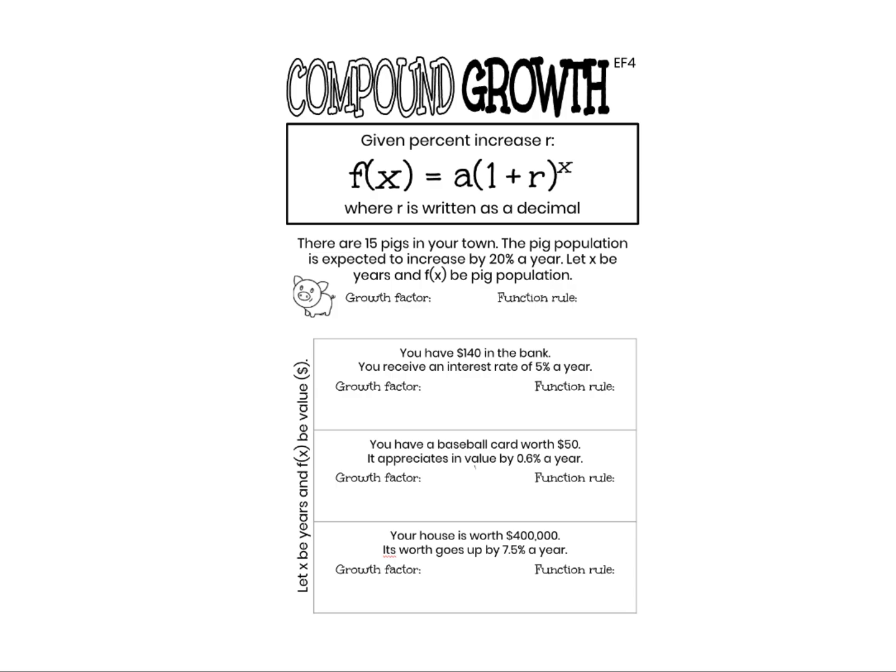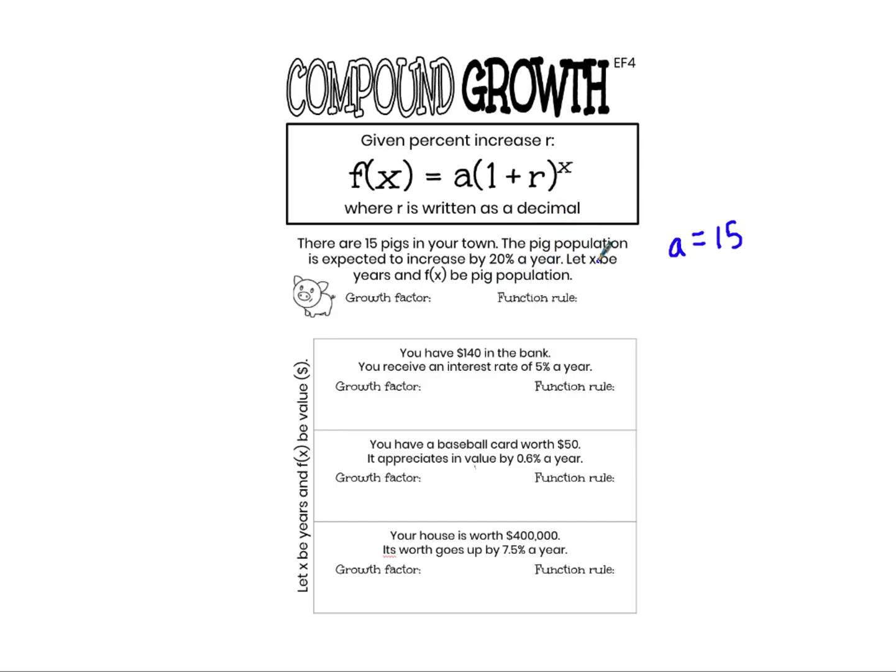Let's go ahead and look at this piggy example. What a cute little piggy. So there are 15 pigs in my town. So just like regular exponential growth, my start value a is included in my function rule. So a is 15. The pig population doesn't double, it doesn't triple, it increases by a percentage. So it increases by 20% a year. So we're supposed to write a function rule where x is years and f of x is the pig population.